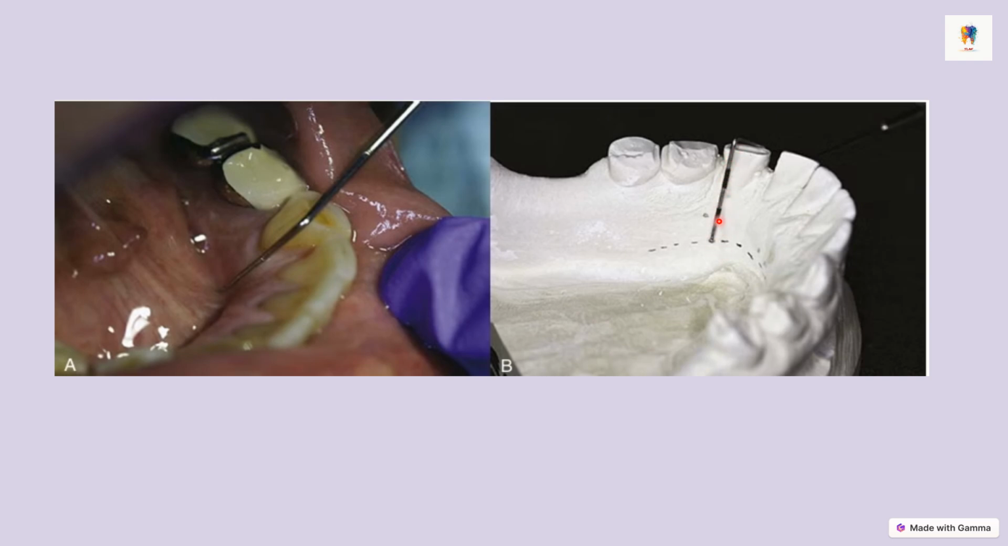This probe has its own markings. You read those markings and convert them to millimeters. Then you take this measurement and transfer it to the cast, make a marking there, and then construct your plate, your connector, or your denture on this marked area. So this is how you measure the depth from the incisal margin to the floor of the mouth where you want to keep your connector.